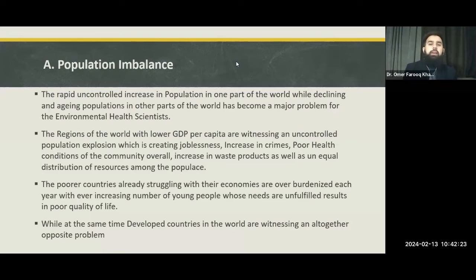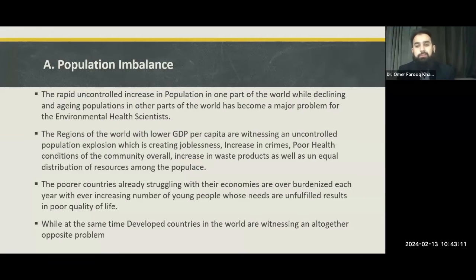For example, any country, XYZ, whatever that country is, already under debt, is already struggling with poor health conditions, is already struggling with the joblessness crisis, already struggling with the increase in crimes, and that country is also overburdened each year with ever increasing number of young people whose needs are unfulfilled. It creates a disaster, it creates a problem. And at the same time, when we are talking about the poorer countries creating too many young people, creating too many population, at the same time, the developed countries in the world are witnessing an altogether opposite problem.